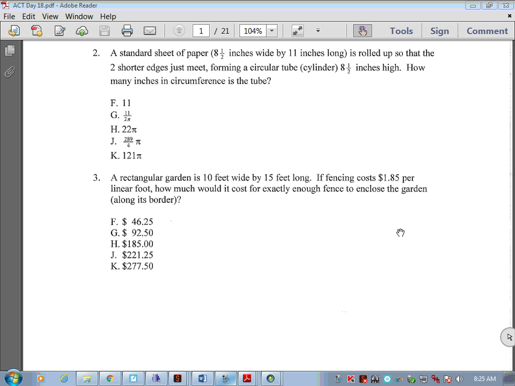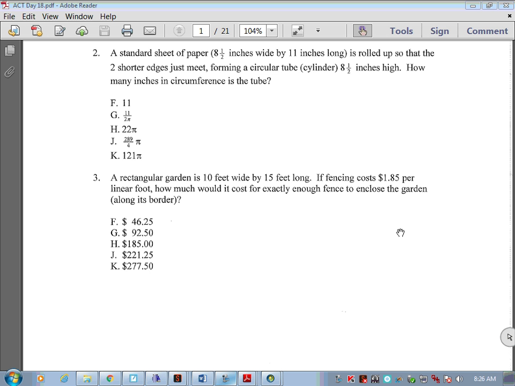Now this one's going to be kind of tough to show on the board, so I may have to show both groups. All right. A standard sheet of paper is 8.5 by 11, okay? Or it's 8.5 across here by 11 longwise, right? It's rolled up so that the two shorter edges just meet.